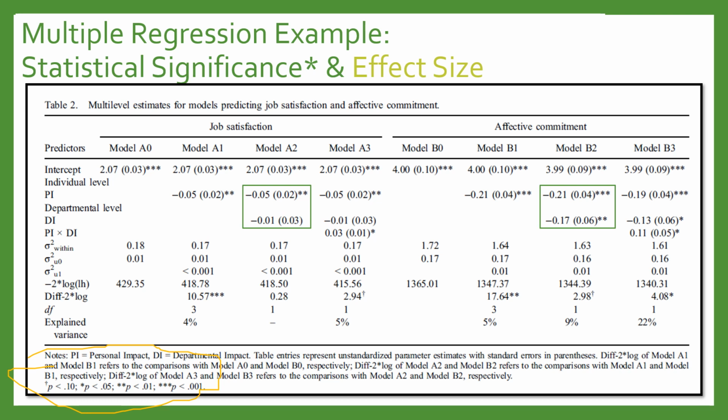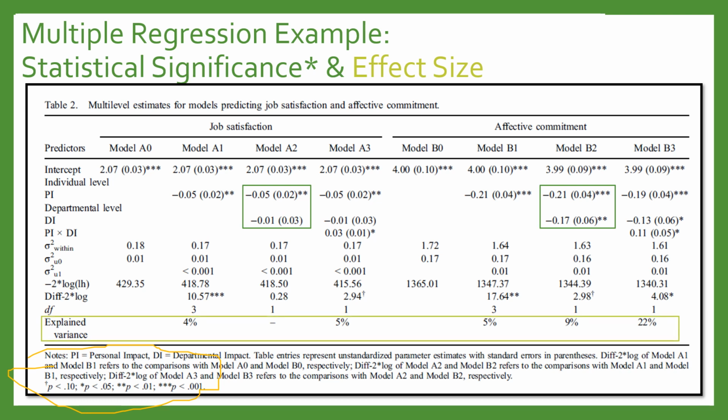However, if we look after controlling for individual level budget cuts, departmental budget cuts are only a predictor of less affective commitment, but not job satisfaction, because you notice the stars go away for model A2. You don't see any stars with departmental impact.